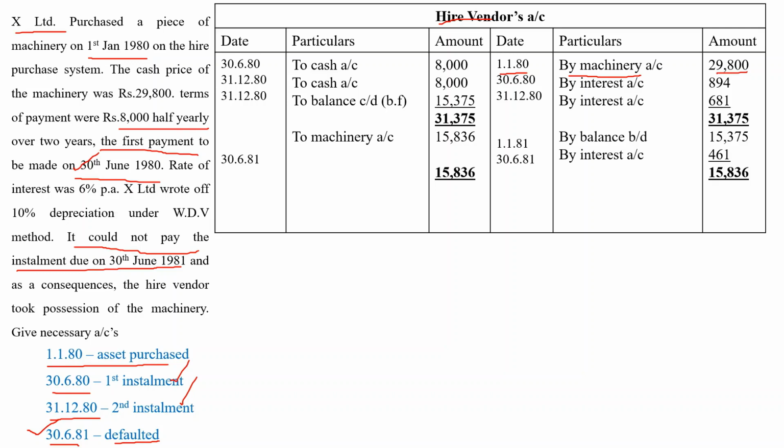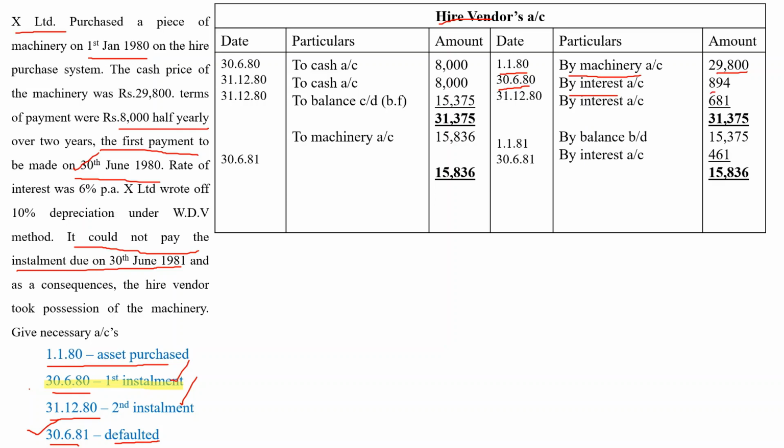After buying the asset, we will make the down payment. In this question, there is no down payment. So we are skipping that transaction. The next is interest due. When will the interest be paid? At the end of the first installment. See here, the first installment is due on 30/6/80. So that is what I have written here. On 30/6/80, interest becomes due.